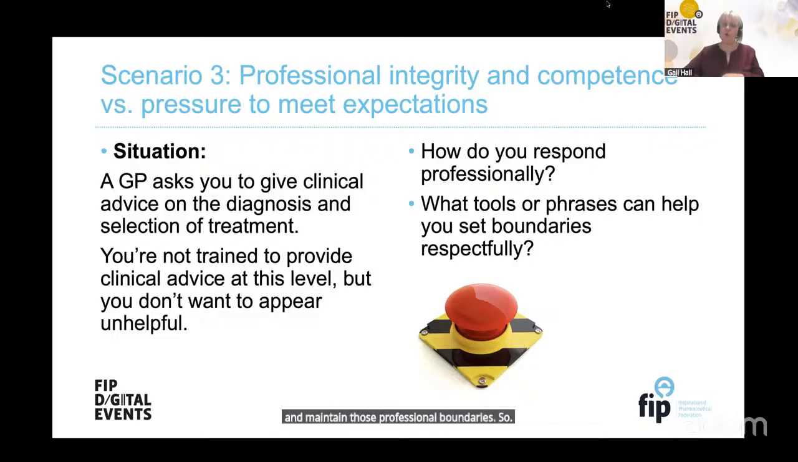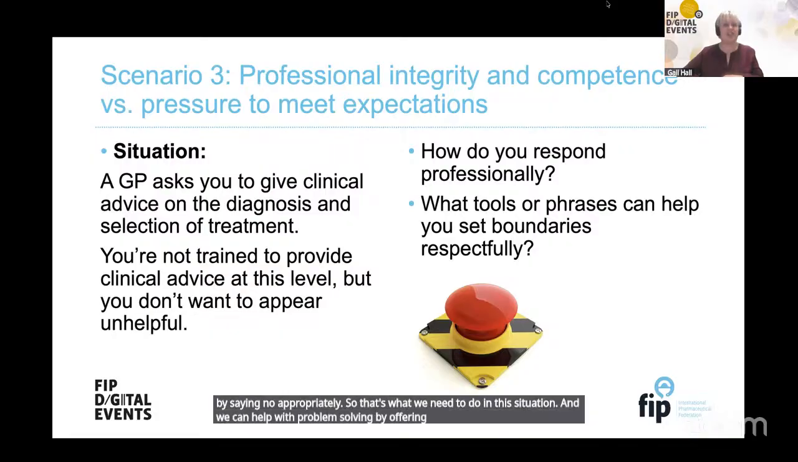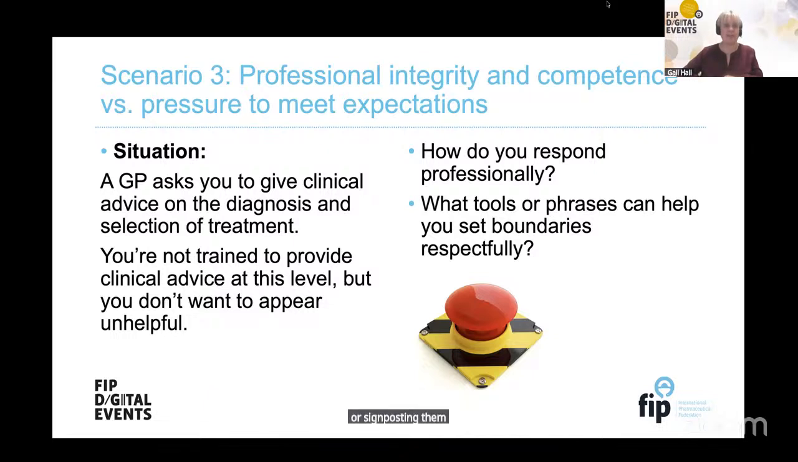So we've got to maintain safe practice by saying no appropriately. So that's what we need to do in this situation. And we can help with problem solving by offering alternative solutions. So looking for the pharmacist and passing on the information to them, or signposting them to other information if that person's not available. We need to recognise the risk with those ethical reasonings of acting beyond our competence. So, any more on that situation?